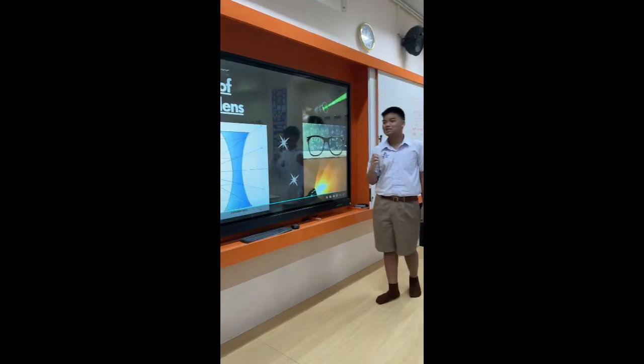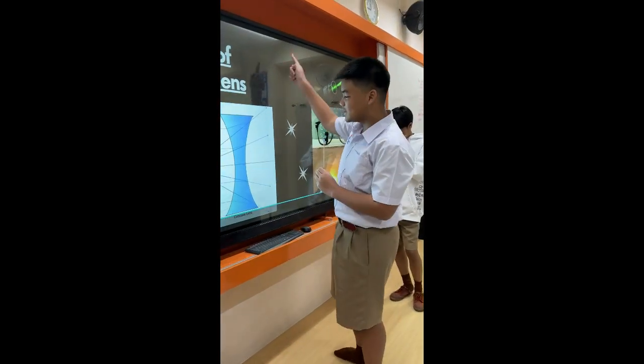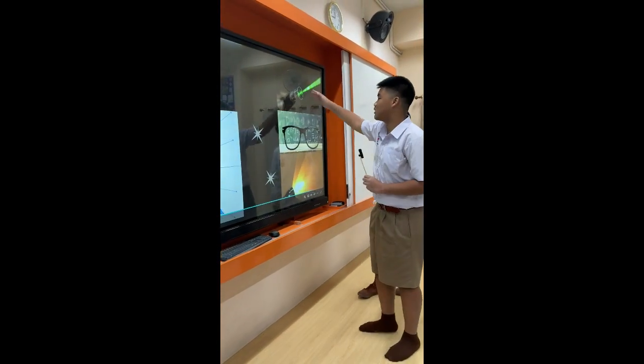Okay, and this is what it will look like when you use light. It will separate, and this is some example.